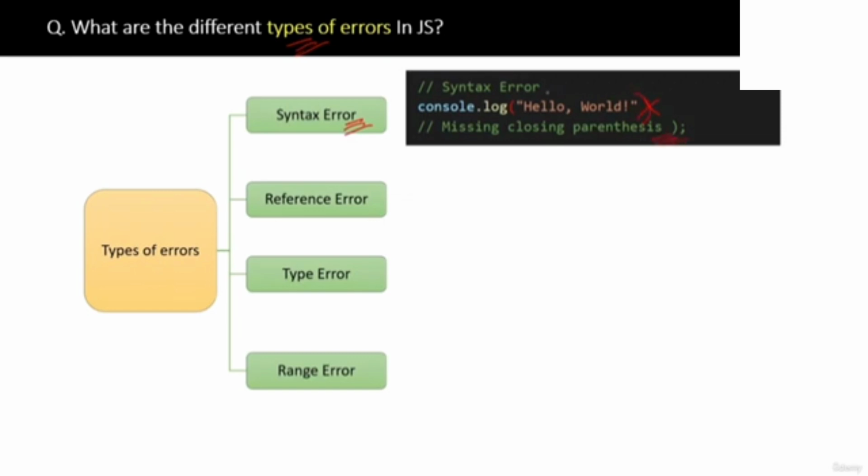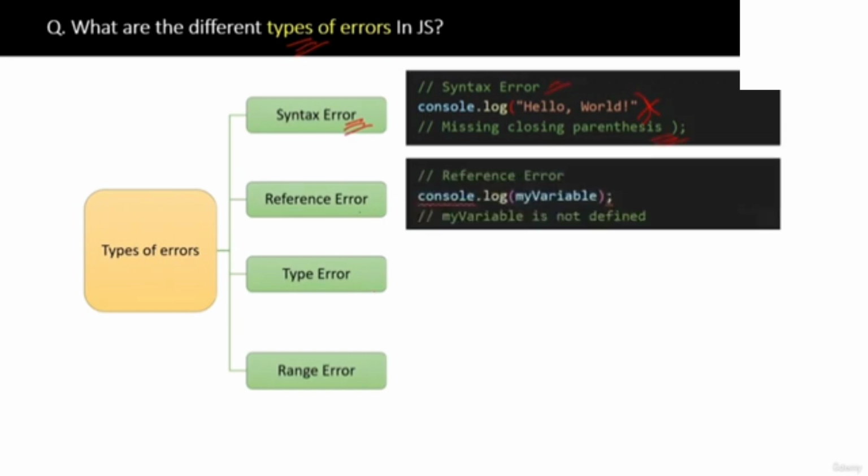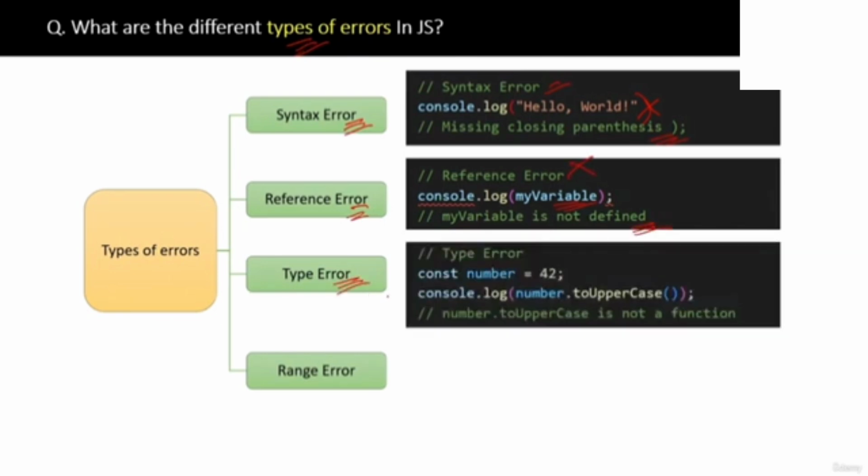Syntax error. The second type of error is a reference error, where we are using some variable without declaring or defining it. So this reference error will give "this variable is not defined." Then the third type of error is type error. For example, when we have a number and now we are using a string method with this number, which is just not possible. So it is a type error because we are using the wrong type method with another type.